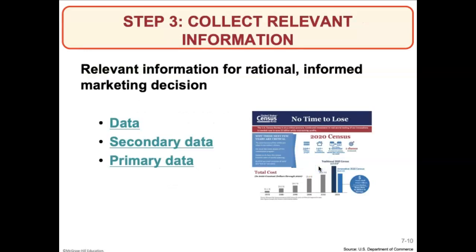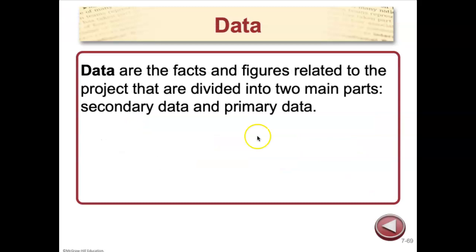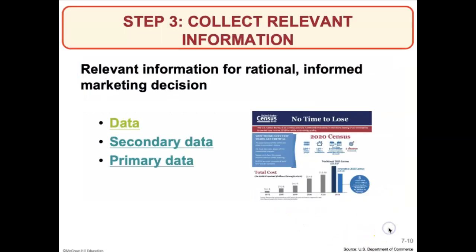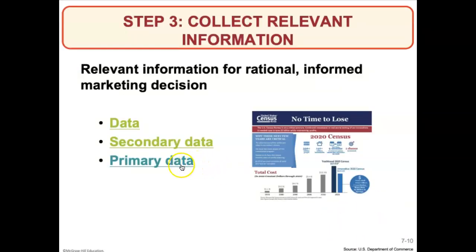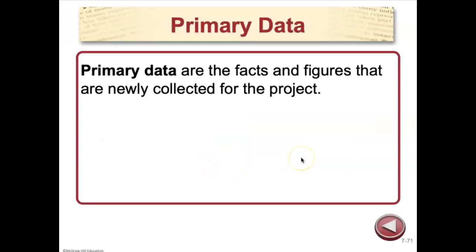Step 3 is collecting relevant information, and here you need to decide, okay, how are you going to do that? In terms of data, it's defined as the facts and figures related to the project that are divided into 2 main parts: secondary data and primary data. Secondary data is defined as data that are the facts and figures that have already been recorded prior to the project at hand, whereas primary data is data that are facts and figures that are newly collected for the project.